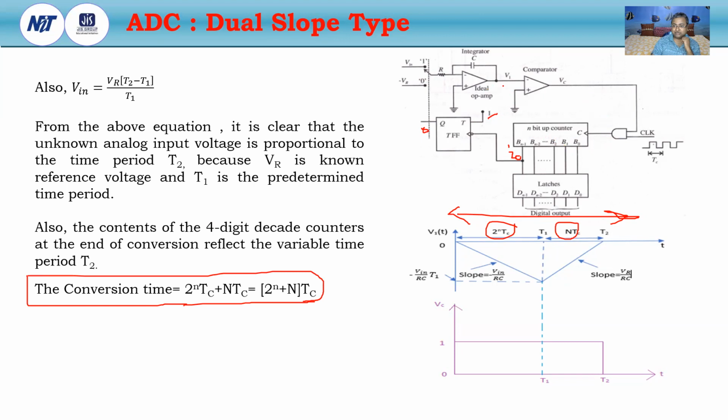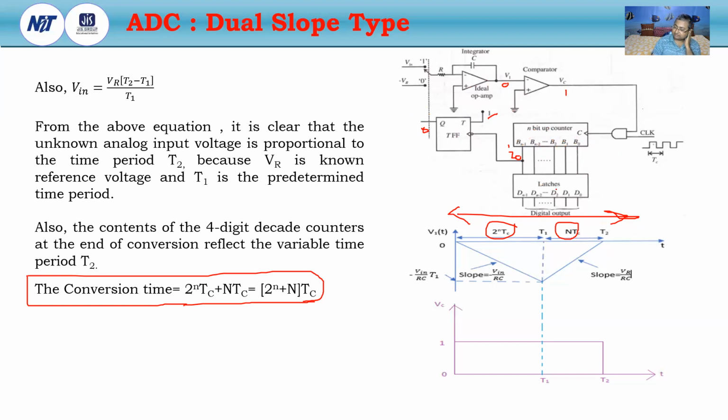Now for the time from T1 to T2, at the time of 2 to the power of N into TC, the voltage goes from minus V1 RC T1 to 0. When it is 0, the output of the integrator will be 0, then VC will be 1 again, and it will again count from 0 0 0 0 up to 1 1 1 1 for the minus VR, and the slope will be positive. The mathematical expressions will be described accordingly.